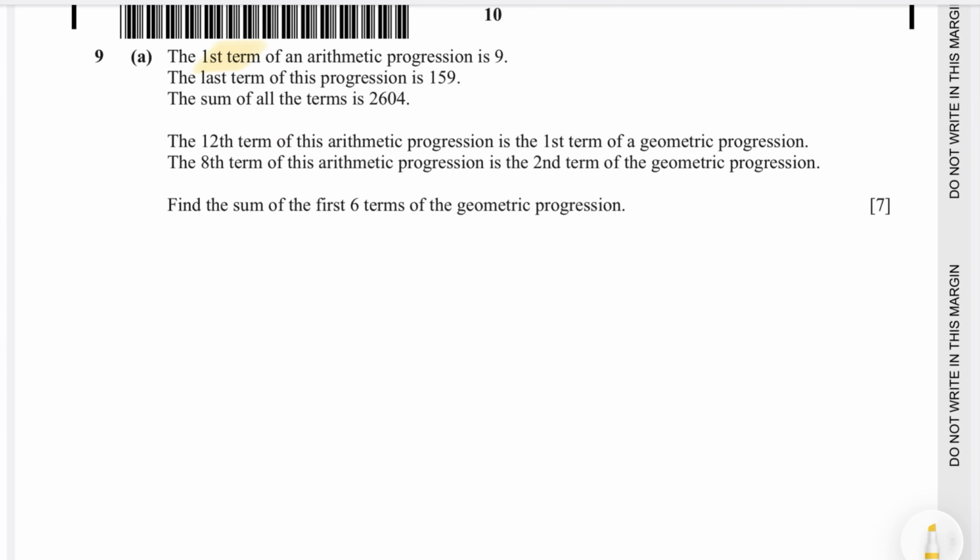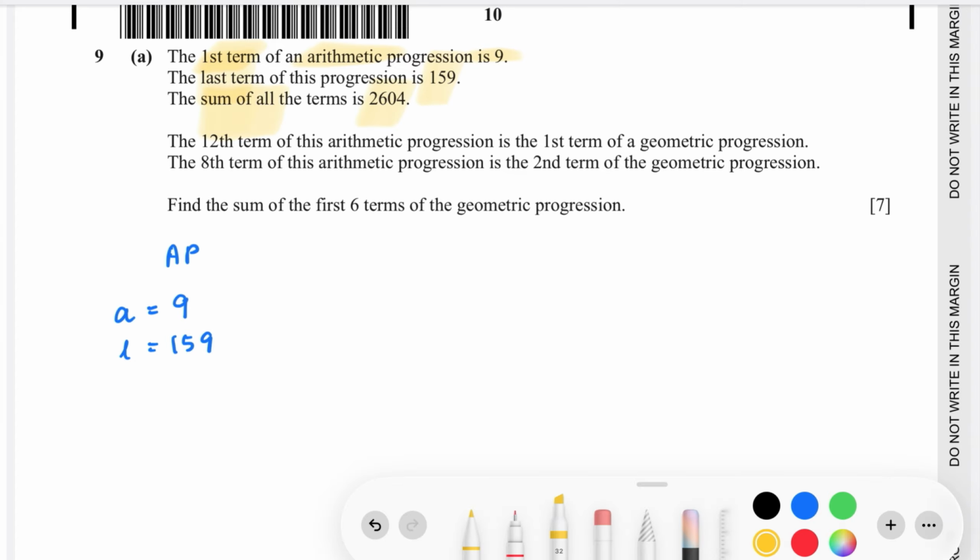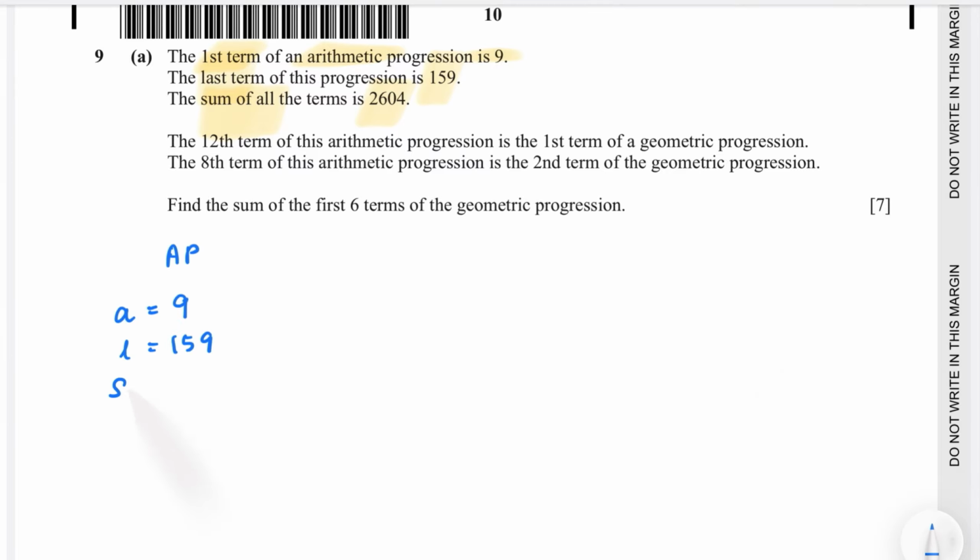The first term of the arithmetic progression is 9. Let's write that down. Arithmetic progression, the first term, which is A, is equal to 9. The last term is 159. That is L equal to 159. The sum of all terms is 2604. So Sn is 2604.